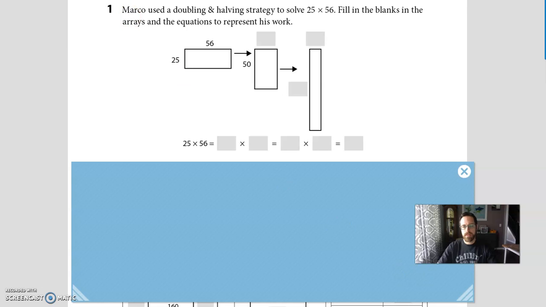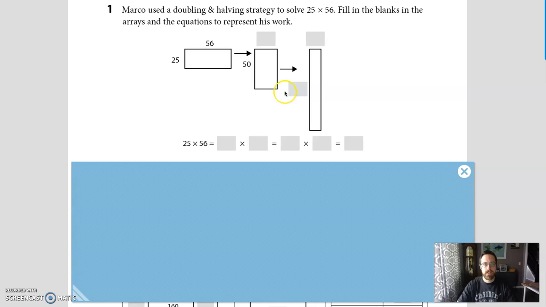It says Marco is using the doubling and halving strategy to solve 25 times 56. Fill in the blanks and arrays in the equation to represent his work. So doubling and halving, so 25 and 56, so one went to 50. Well, let's see, 25 doubled would be 50, so if they doubled this one, I have to half 56, and half of 50 is 25, half of 6 is 3, so 25 plus 3, so this would be 28 then.